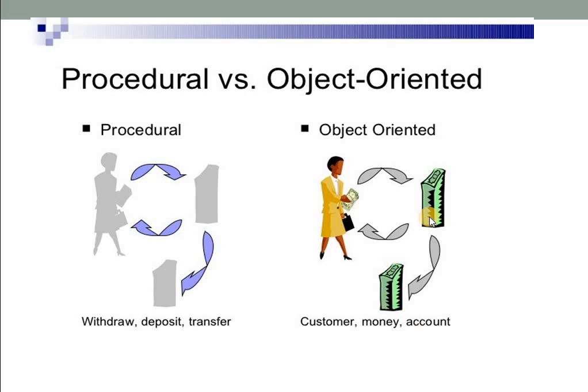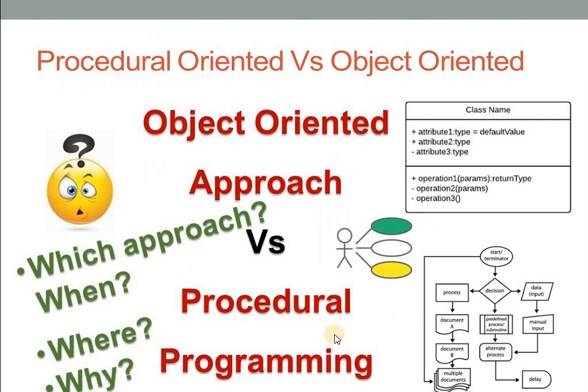So you might have got an idea regarding the difference between procedural oriented as well as object oriented programming language. Procedural oriented always focus on procedures like withdraw, deposit, transfer, while object oriented focus on real world entities. And that is what is depicted here. This class attributes operations are examples of object oriented ways of representation.